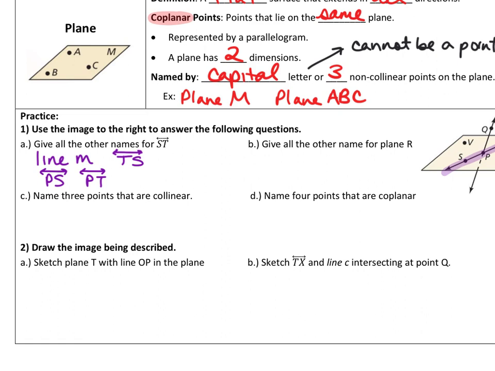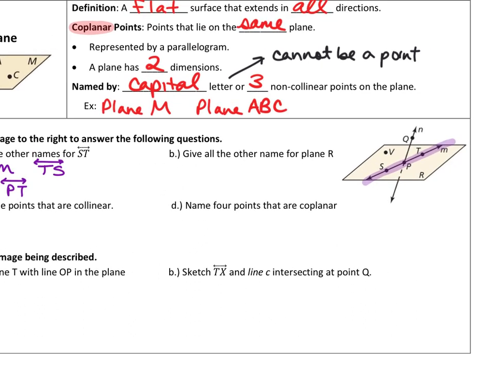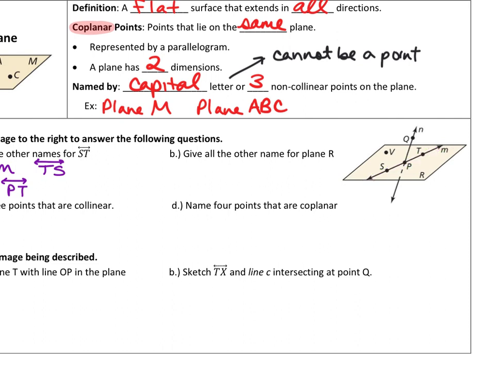Part B says give all the names for plane R. Now when we're talking about plane R, this time we're talking about all of this. To indicate a plane, we're going to use a capital letter, which they did. Okay, check. They talked about plane R. The other thing we can do is we can use 3 non-collinear points. A non-collinear point would be like S, T, and V. Do you see how they aren't all connected? Like they kind of make a triangle if we were looking at this flat. Those are things we can use to name the plane R.